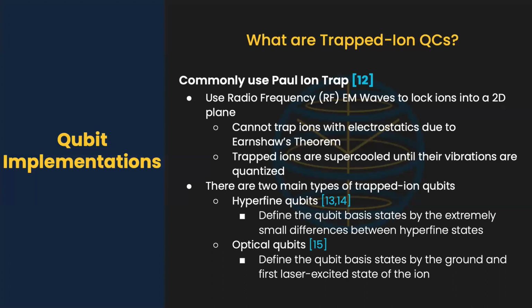So hyperfine states refers to small shifts in an atomic energy due to interactions between the nuclear magnetic moment and the magnetic field produced by the atom's surrounding electrons, as well as the interaction between the nuclear electric quadrupole moment and the atomic charge distribution. To give some context, the hyperfine structure is at its largest around 2,000 times smaller than the regular excited state distributions of electrons. So significantly smaller energy differences than in the optical qubits.